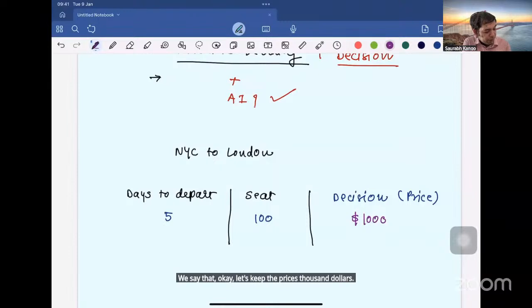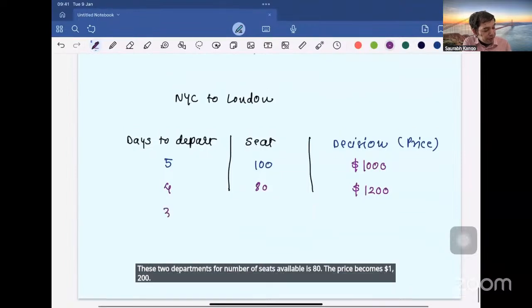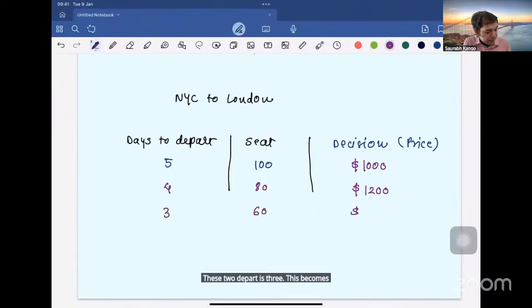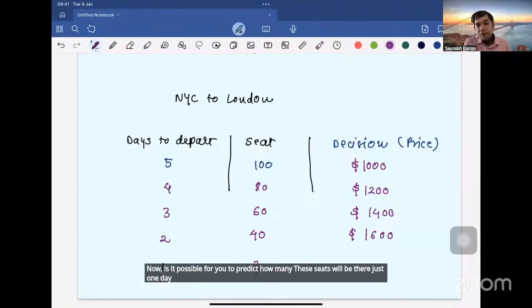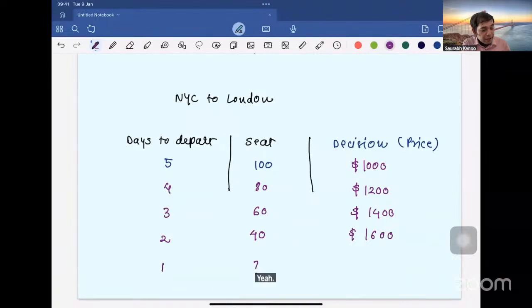Days to depart is 4. Number of seats available is 80. The price becomes $1,200. Days to depart is 3. This becomes 60. The price becomes 1,400. Days to depart is 2. This becomes 40. The price becomes 1,600. Now, is it possible for you to predict how many seats will be there just one day before the departure based on this particular data? Is it quite possible looking at the patterns of the information that we have got? Yeah. So can we ask the machine to make this particular prediction, which probably will be 20?